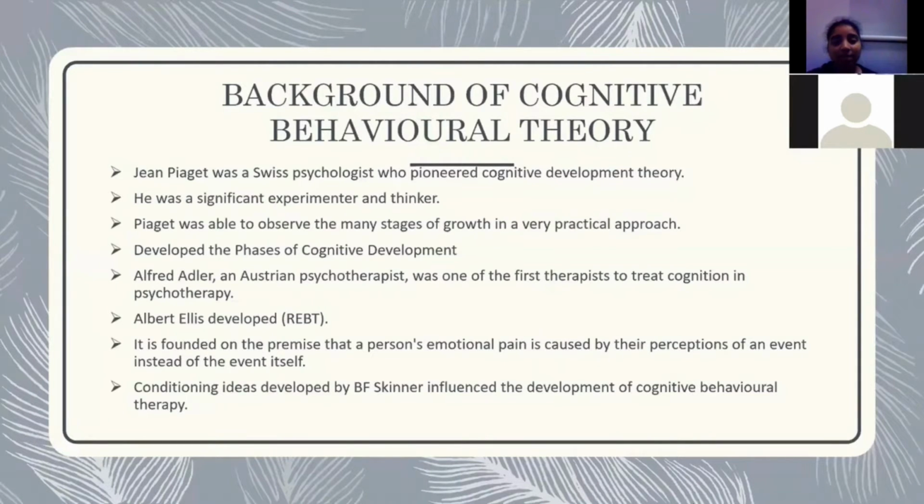On the other hand, Alfred Adler, an Austrian psychotherapist, was one of the first therapists to treat cognition in psychotherapy in the early 19th century. His concept of basic mistakes and their involvement in unpleasant emotions made him one of the earliest therapists to discuss cognition in psychotherapy. In the 1950s, his work influenced American psychologist Albert Ellis, who developed rational emotive behavior therapy, also known as REBT.